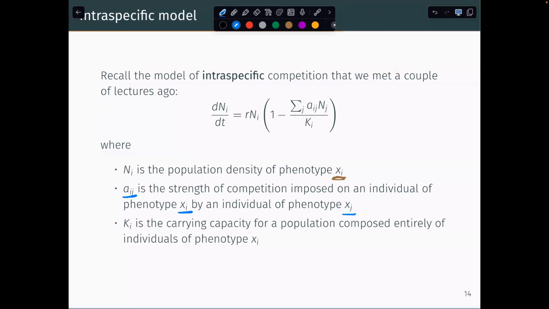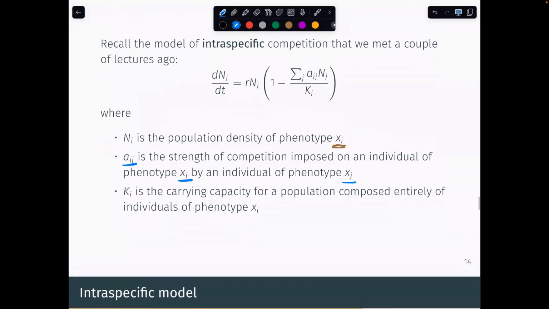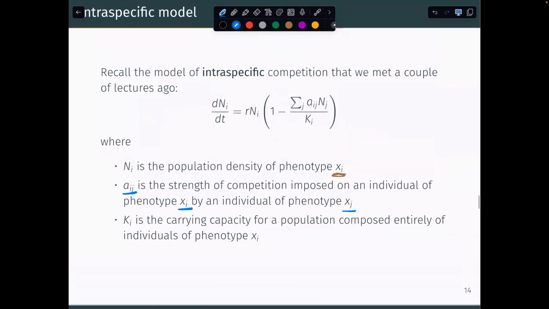So maybe individuals with a similar body size compete more strongly with each other, or if this is a preference for food or a preference for mates, they compete more strongly with each other if they're more similar phenotypes. And Ki is our carrying capacity. If the population is entirely composed of individuals with phenotype Xi, the population will tend towards the carrying capacity of Ki. We're going to assume R greater than 0 is intrinsic growth.